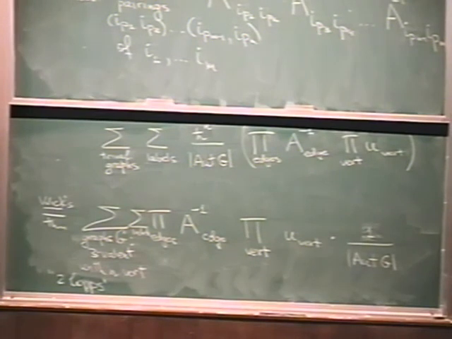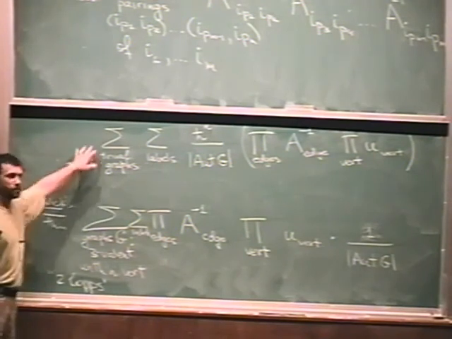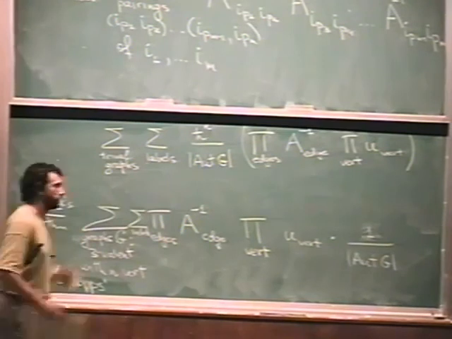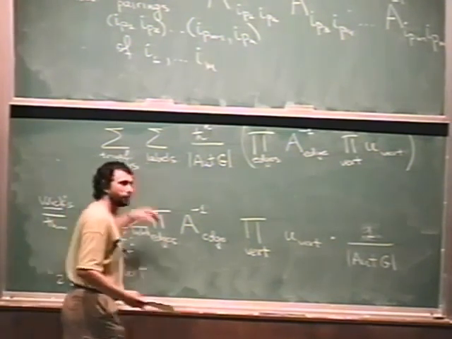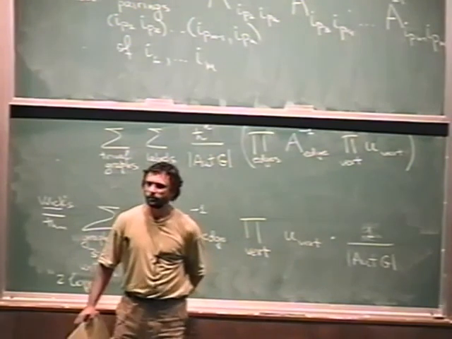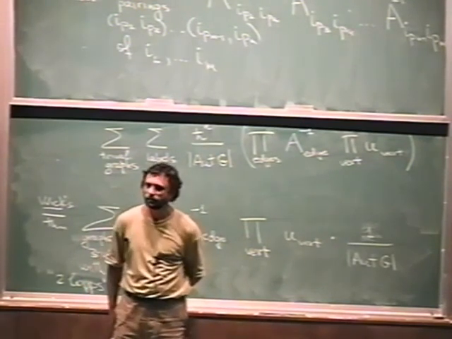To rewrite this object, this exponent, as a sum of these graphs, this is called the Feynman rule, and this is the Feynman diagram expansion. So how much time do I have? If at all, 3 minutes?